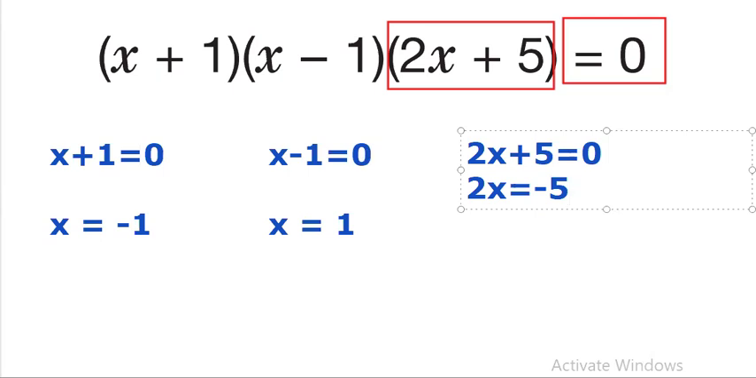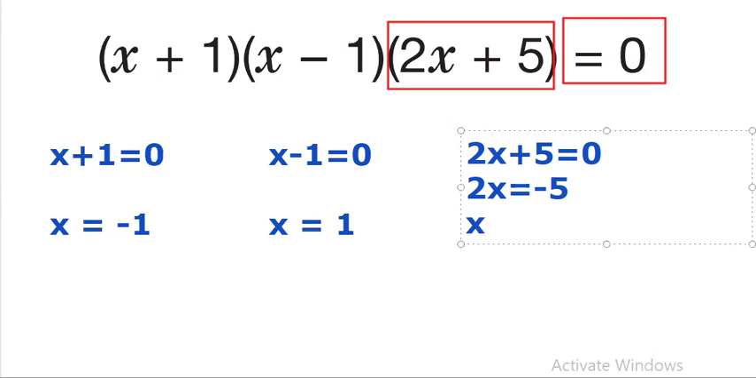As we always talk about this, once you take something to the other side, you have to change the signs. If it's positive, make it negative. If it's negative, make it positive, like we did here. If it's multiplied, you divide by it. If it's divided, you multiply by it. Now, I want to take the 2 to the other side because it's multiplied. It means I'm going to take it by dividing.